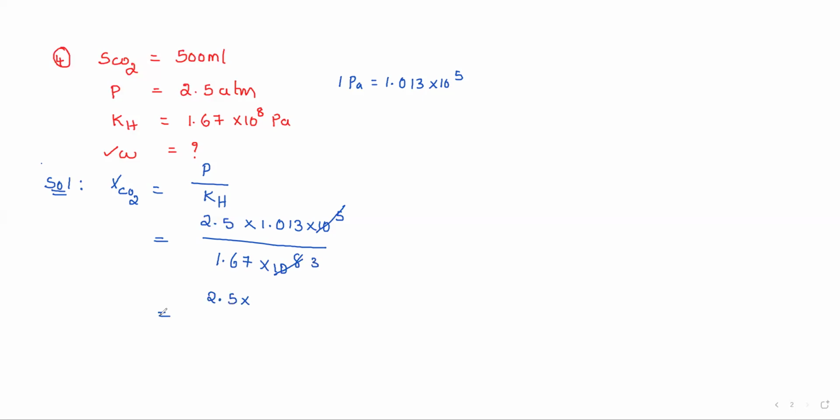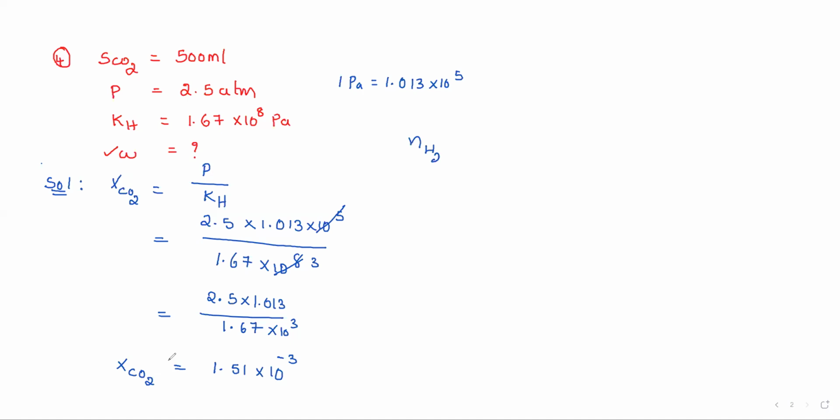2.5 into 1.013 into 10 power 5, and 1.67 into 10 power 8. If you simplify this, you will get 1.51 into 10 power minus 3. This is the solubility of CO2 according to Henry's equation. Now you can calculate the number of moles of water.